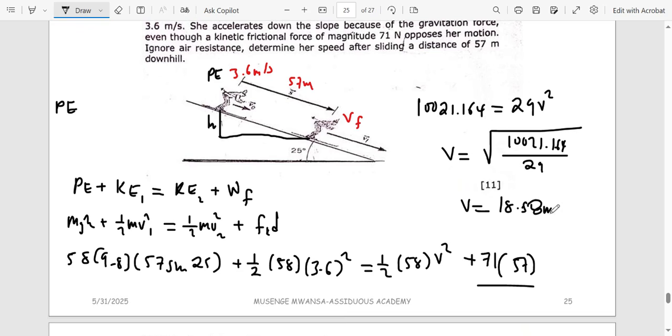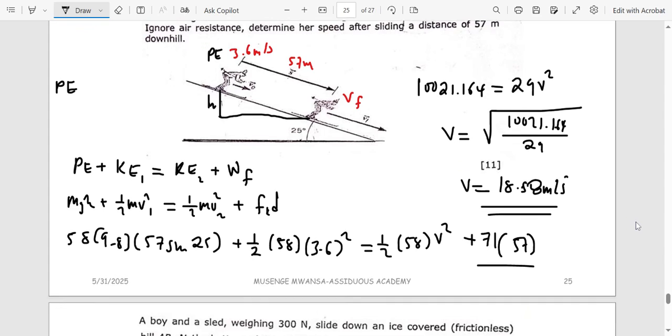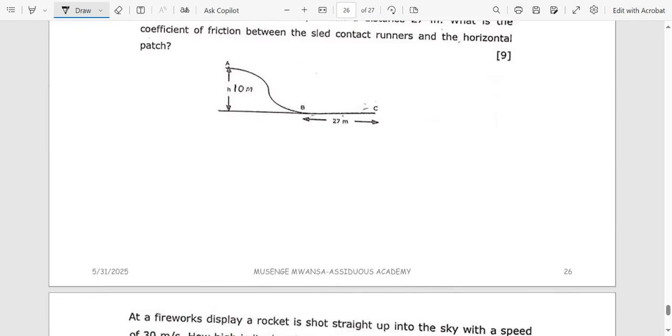18.58 meters per second. So that is how you work out. Both formulas will give you the same answer.